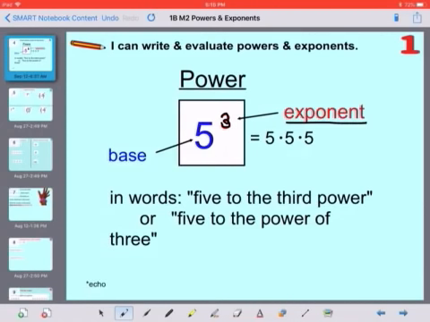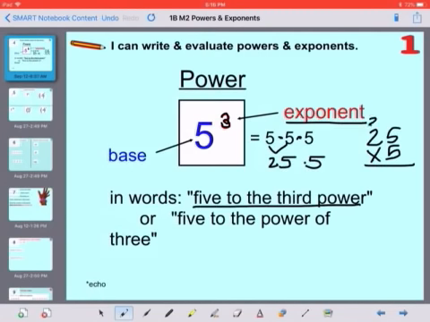So we have 5 to the power of 3, or if you want to read it as 5 to the third power, either way, there are 3 5s. 3 of the big number. So they wrote out 5 times 5 times 5. We can evaluate that. We know 5 times 5 is 25, and then we have to do 25 times 5. If you want to multiply that out, 5 times 5 is 25, 5 times 2 is 10, plus 2 more is 12. So 5 to the power of 3 is also 125.